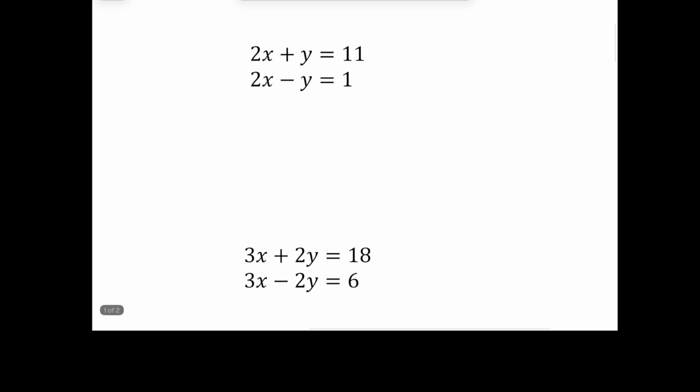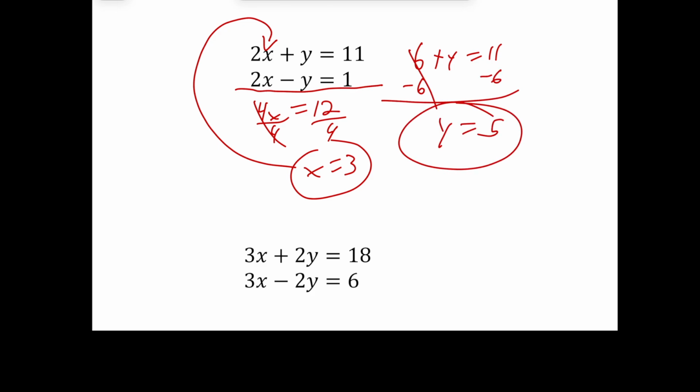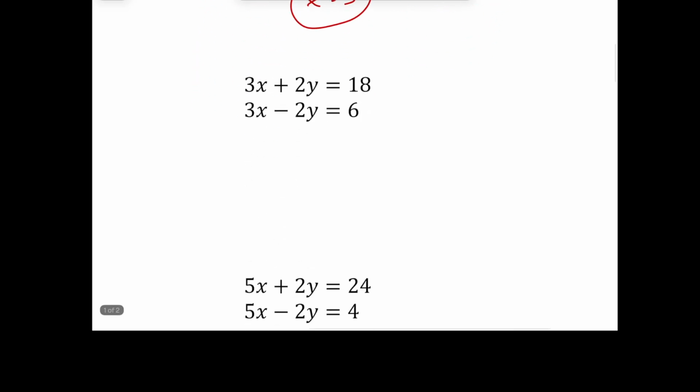All right, so going through here, boom, boom, boom, boom. My y's will cancel. They'll turn into 0, and I'm going to get 4x equals 12. Once I divide each side by 4, my x will equal 3. I plug in the x. 2 times 3 is 6. 6 plus y equals 11. Once I subtract each side by 6, I'm going to get y equals 5. All right. Going on to the next one.